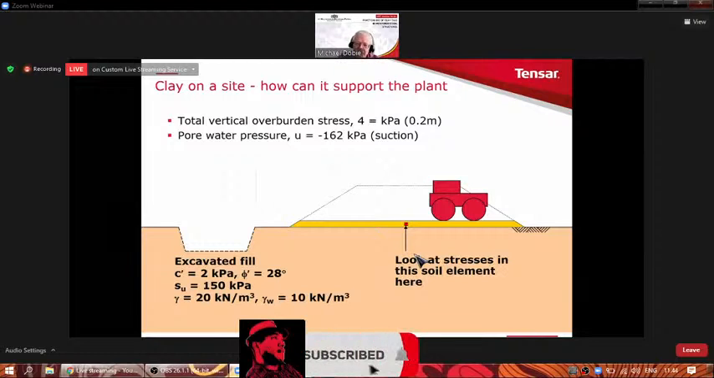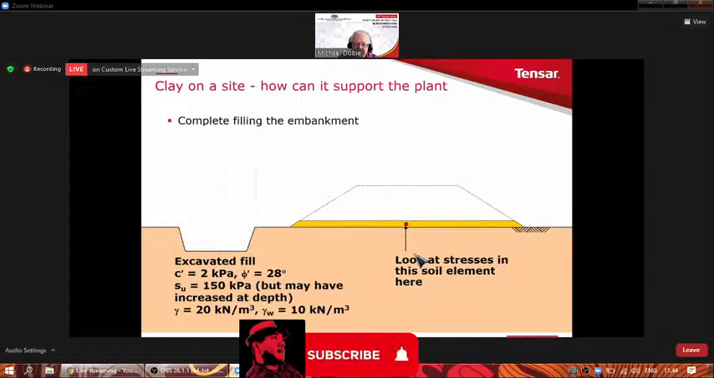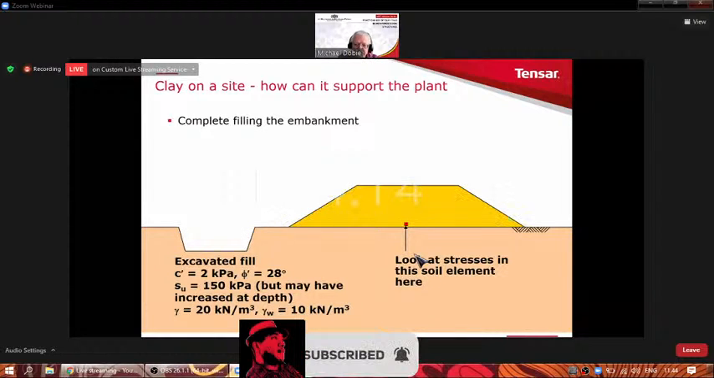What happens as we build up the fill higher and higher? And we're going to build this fill to something over 10 meters. So we're going to do that. We build it up. Now, in doing that, there will probably be a bit of an increase in the undrained shear strength because of the reasons I mentioned just now. So maybe that's a little bit higher now, the undrained shear strength, a bit higher than 150.